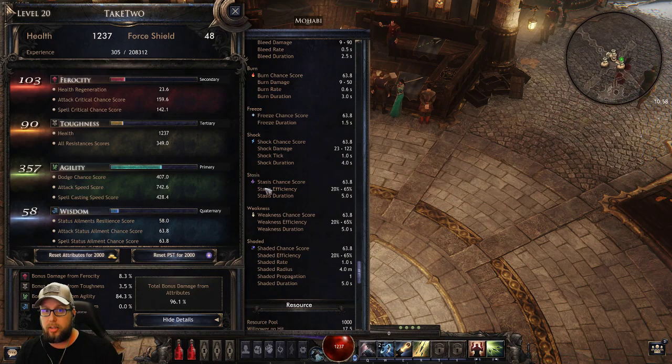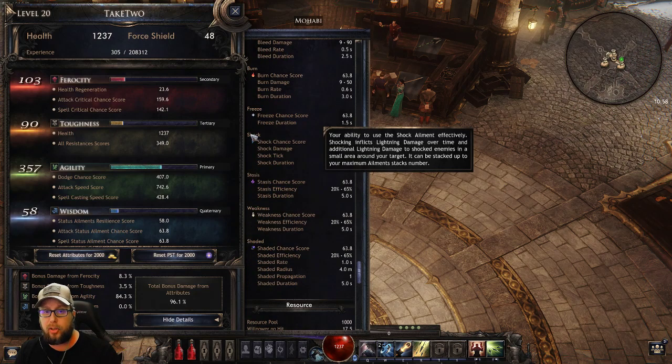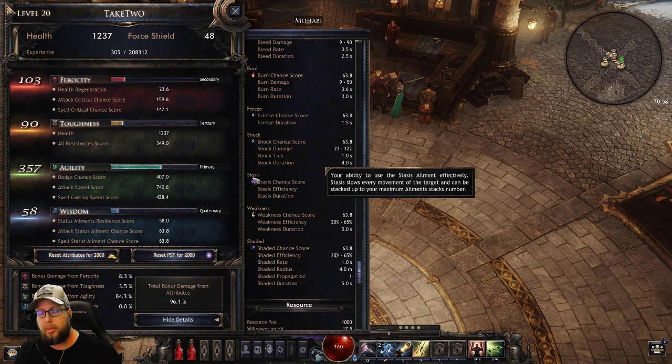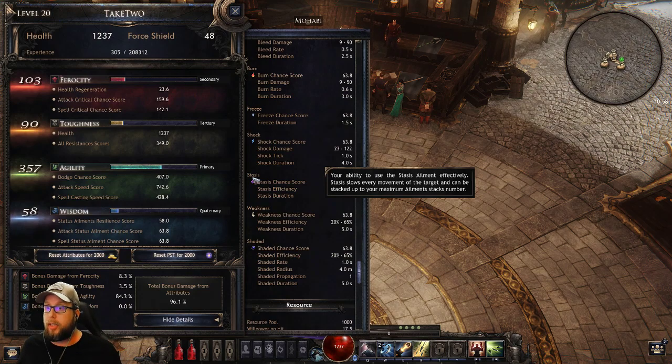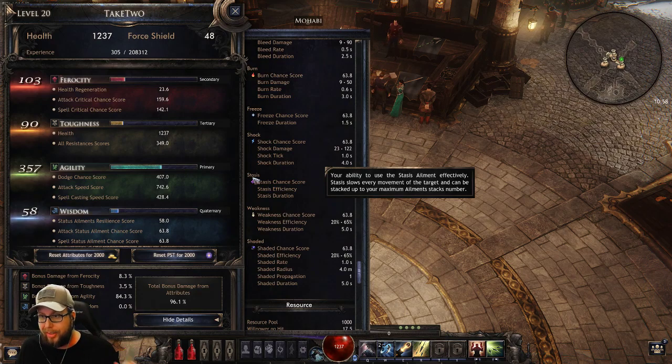Well, hover over the word stasis under status elements and it will tell you exactly what it is. And this is for all of the abilities. Stasis slows every movement of the target and can be stacked up to your maximum element stack number. What's your maximum element stack number? Well, the default is 10. There are passives in your passive skill tree that can increase that number, but the default is 10. So wow, stasis means I can slow the enemies. That's why everybody's using aether damage in their weapons. Got it, now I know.